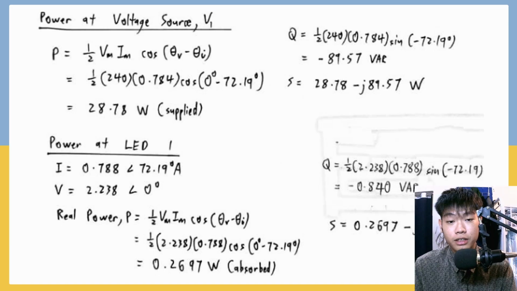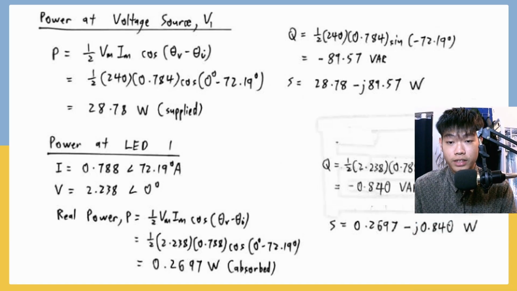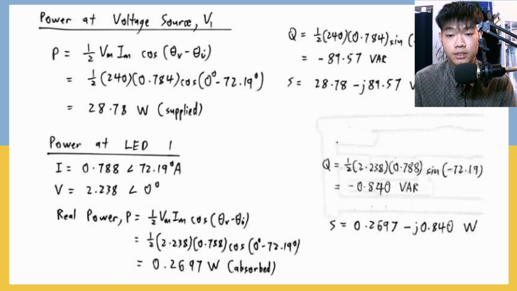So now we will look at the power at LED 1. We know that the current that flows through LED 1 is equal to 0.788 ampere with a phase angle of 72.19 degrees, and the voltage is equal to 2.238 volts with a phase angle of 0 degrees. So now the real power P is equal to 0.2697 watt, which is absorbed by the LED. The reactive power Q is equal to negative 0.840 volt-ampere reactive, and the complex power S is equal to 0.2697 minus j0.840 watts.